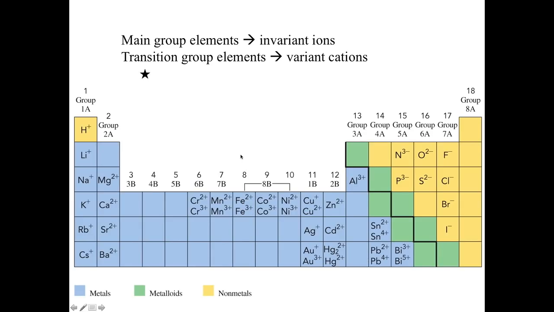Well, it turns out there are also exceptions that you should memorize. There are 3 transition metals that are different. They will always have the same charge, just like the main group elements. And those 3 elements are zinc, cadmium, and silver. Zinc will always be a 2+, cadmium will always be a 2+, and silver will always be a 1+. Because they are invariant, when you name them, you do not need Roman numerals.